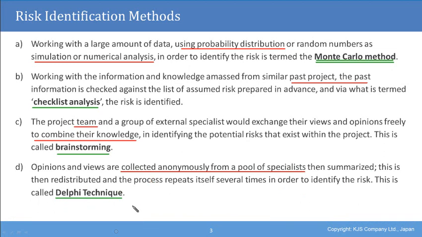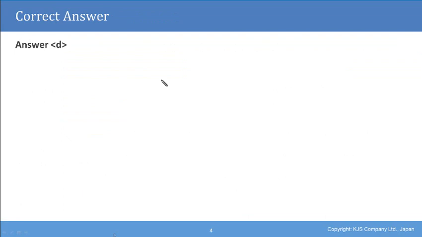So the Delphi technique of risk identification is when you are pooling anonymously from a collection of specialists and summarizing, and then redistributing and repeating the process several times, and that helps identify the risk in your project. So that is the Delphi technique. So we can see that the answer was indeed choice D.